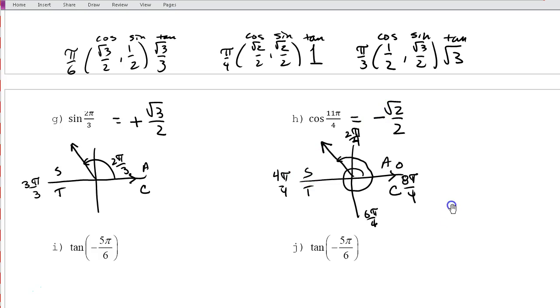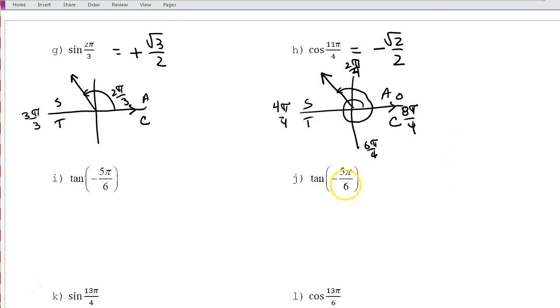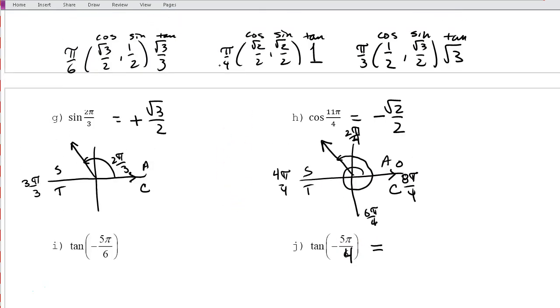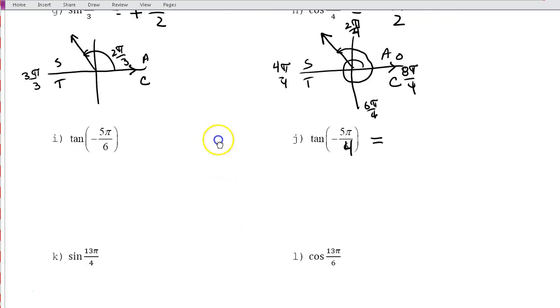Alright, so let's do one more. I'm going to change this to a 4 because that was the same as that problem there. So let's do part J, and then I'll let you go and try and do the rest. You can check those in class. So I know that it's a pi over 4, and I know that any pi over 4 has a tangent of 1 because I memorized that. So that's going to be 1. I just need to figure out whether it's positive or negative.